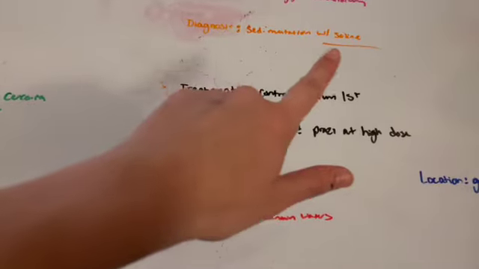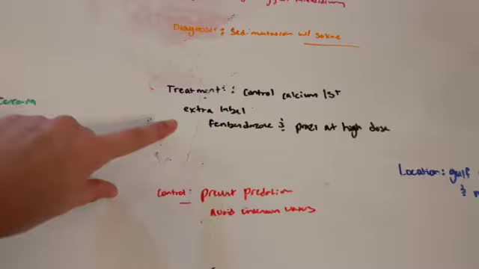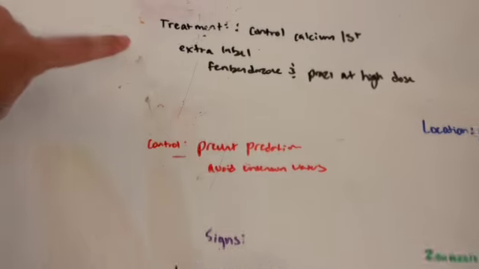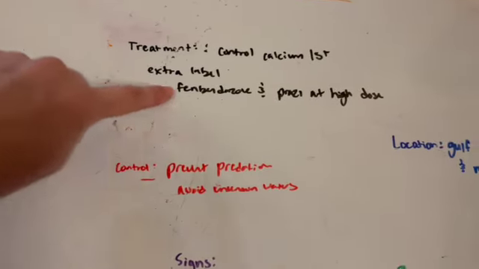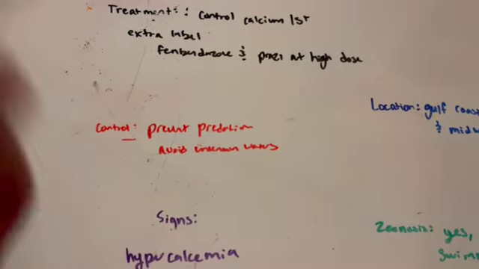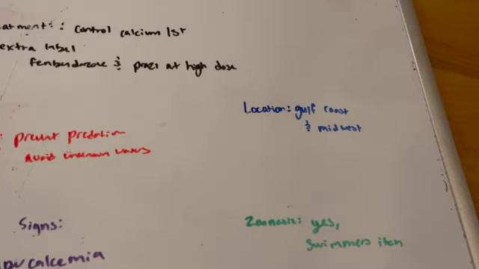Diagnosis, sedimentation with saline. If you do it with water, they will just hatch, so you don't want that. Treatment, you have to control the calcium imbalance first, because one of the signs is hypercalcemia. All other treatments are extra label, so fenbendazole and praziquantel at high doses. Prevention, prevent predation, and avoid unknown waters that might have the cercaria just swimming around in it.